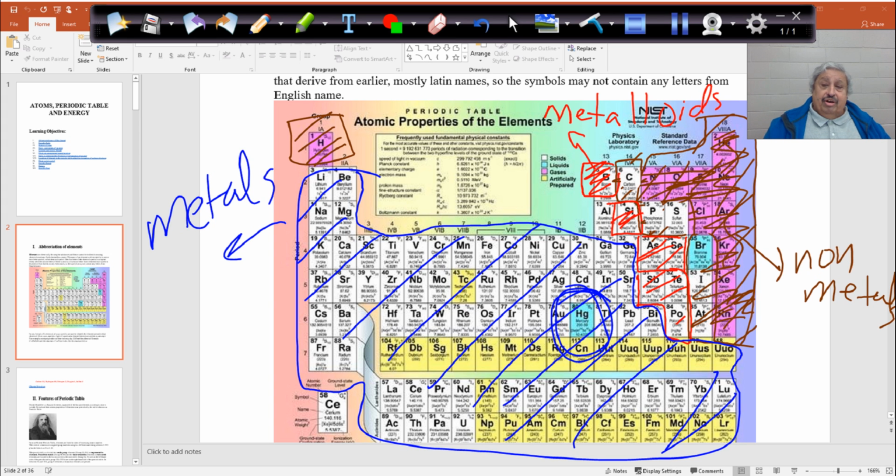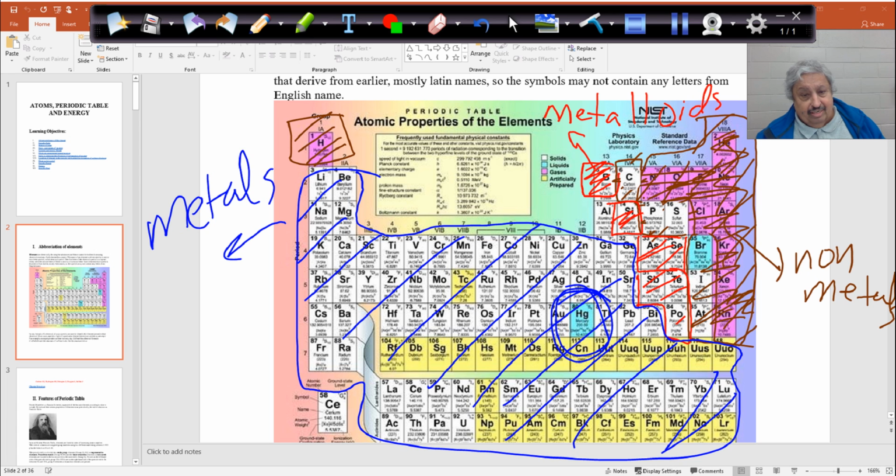Now we have to know from this, we talked about it at the beginning, before we go further, about the atomic number. What is atomic number? We'll talk about atomic number. Any questions so far? You get the idea now? You get the idea about the periodic table?